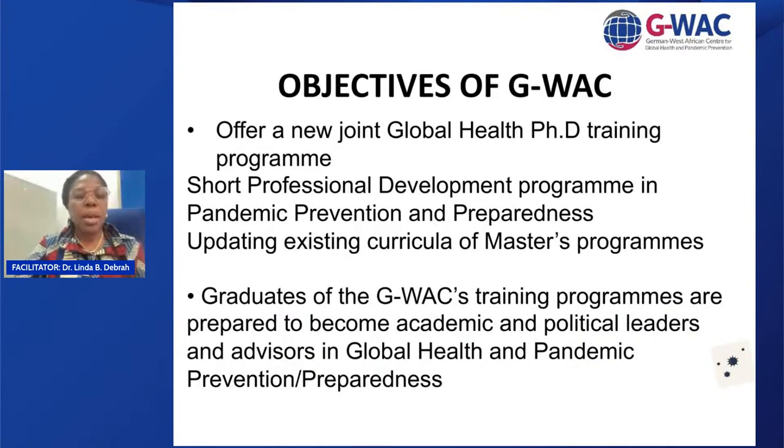Okay, so G-WAC set out 5 objectives. And the first objective was to offer a joint global health PhD training program. And this joint program is between the Kwame Nkrumah University of Science and Technology and the Berlin University. And we also sought out to undertake short professional development programs in pandemic prevention, one of which we have enjoyed since the beginning of the week, and also to update existing curricula of the master's program.